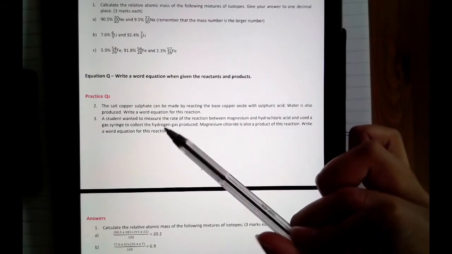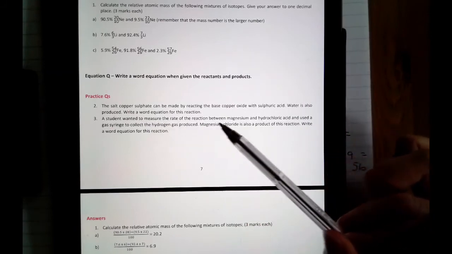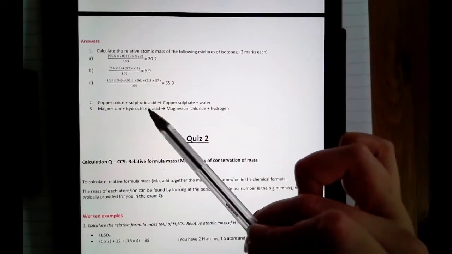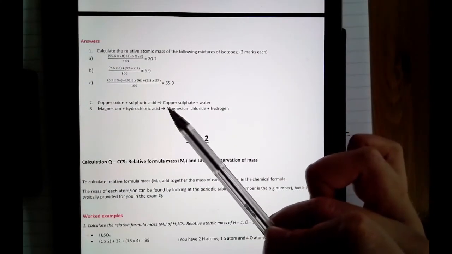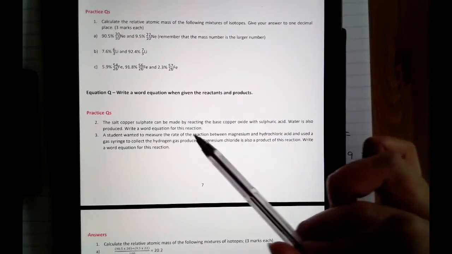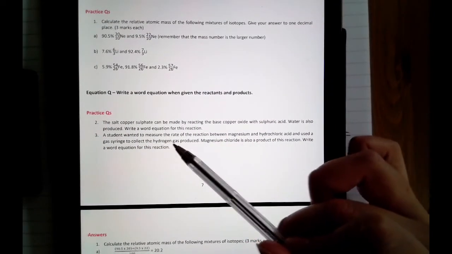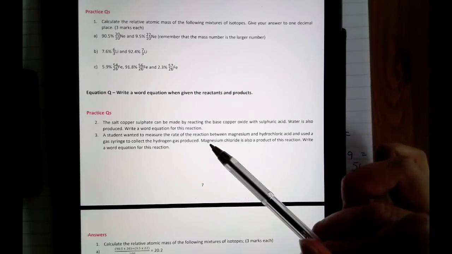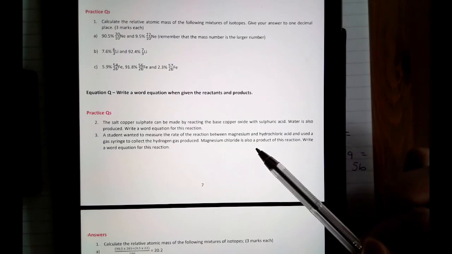The next one, wanted to measure the rate of the reaction between magnesium and hydrochloric acid. So magnesium and hydrochloric acid, they are what are reacting. That's what's going to go on the left-hand side, the magnesium and the hydrochloric acid. Then I draw my arrow, not an equal sign, and I read the rest of the question, and I see that hydrogen gas is produced, so that's a product, it's going to go on the right. Magnesium chloride is also a product, it's produced, it's going to go on the right.